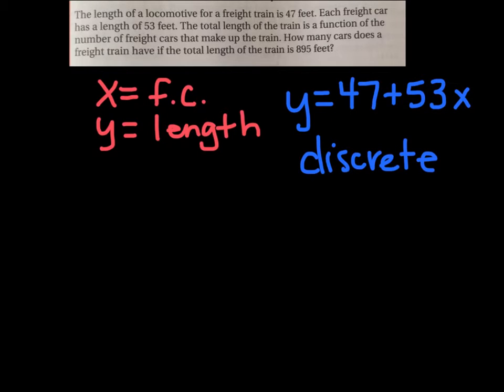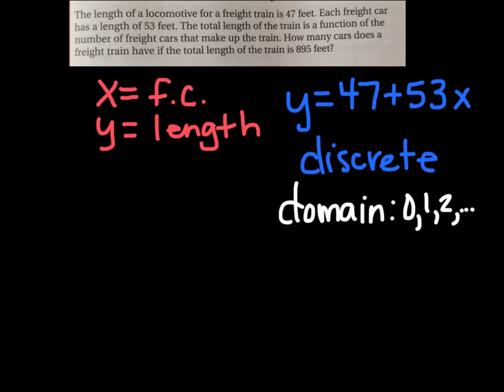and we know that our domain is equal to whole numbers greater than 0, which we would indicate like this. Now we can go ahead and solve. So we want to find out how many cars the freight train has if it is 895 feet long. All we do now is substitute and solve.